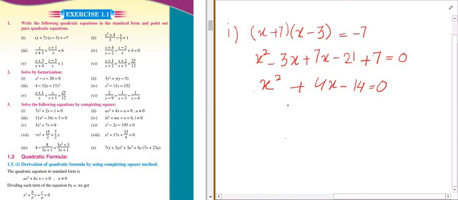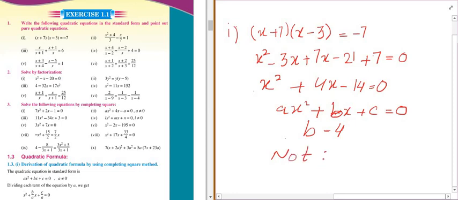Now this is a quadratic equation, ax square plus bx plus c equals to 0. Now a is 1, b is 4 and c is minus 14. Here b is not equals to 0. From this equation we get b equals to 4. b is not equals to 0, so this is not a pure quadratic equation. Reason, because b not equals to 0, it is 4.